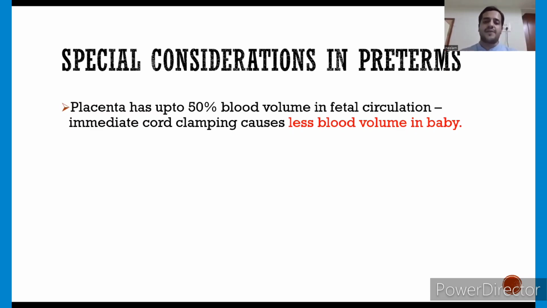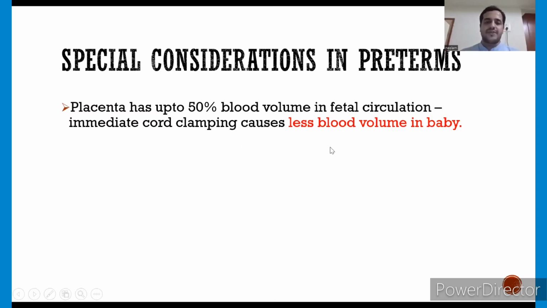Okay, and because of that hurried clamping, we don't allow the 50% of blood which is there in the placenta to come back to the baby, and the first hemodynamic insult happens right there to the baby. Okay, so the first hemodynamic insult happens as soon as you clamp the cord. Its 50% blood volume stayed there, and hypovolemia starts right there, right?